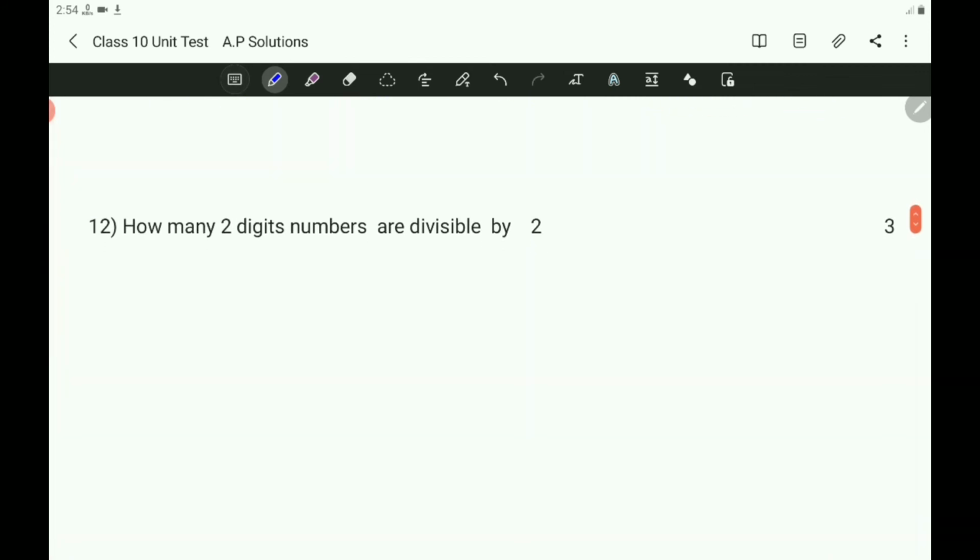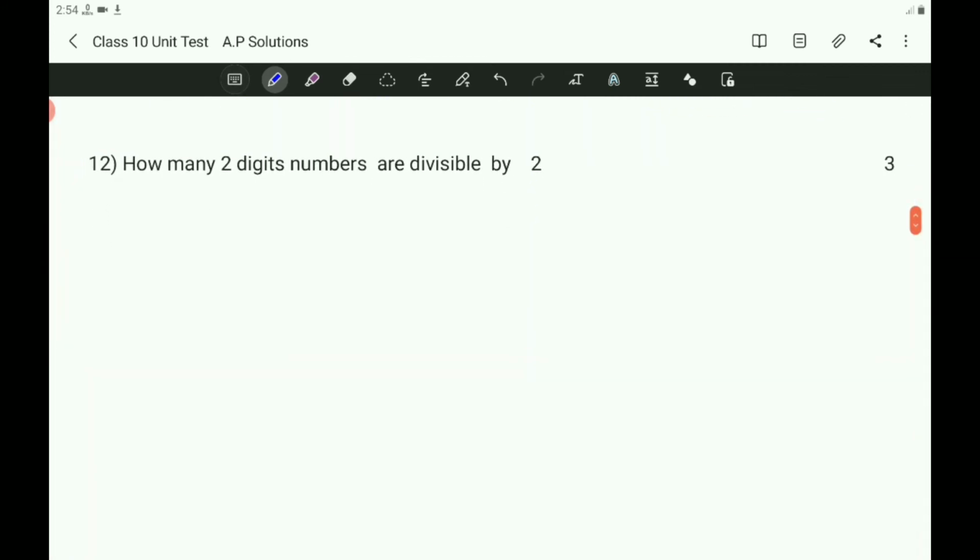Next, same type of question, 12th question. How many 2 digit numbers are divisible by 2? So you take the 2 digit numbers, which is the first 2 digit number divisible by 2, that is 10.